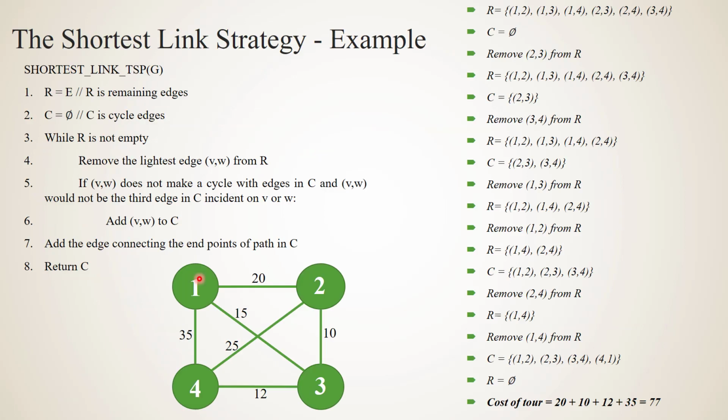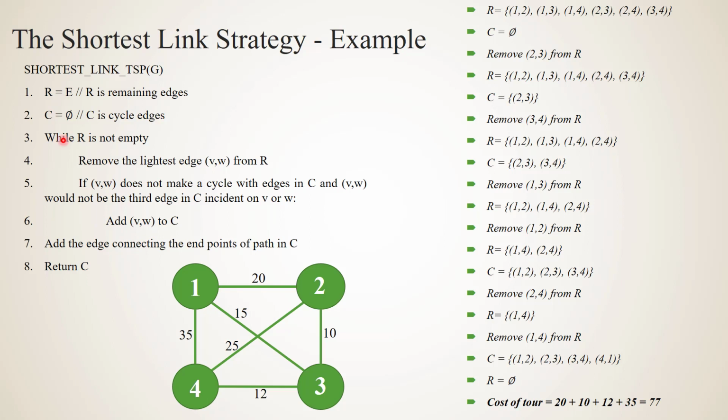I have chosen the same example. The first step is R equal to E, where R is the set of remaining edges, so R contains all the edges. One thing worth noticing is that since it is an undirected graph, (1,2) is the same as (2,1), and similarly (1,3) is the same as (3,1). Then C equal to null. Initially, the cycle is null. Here also our aim is to find the cycle with minimum weight.